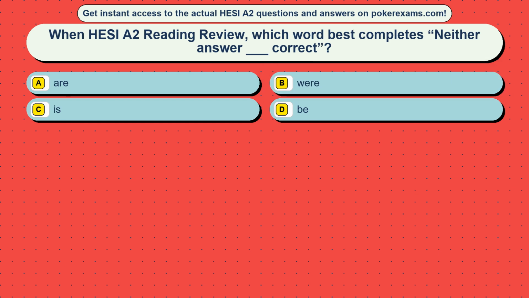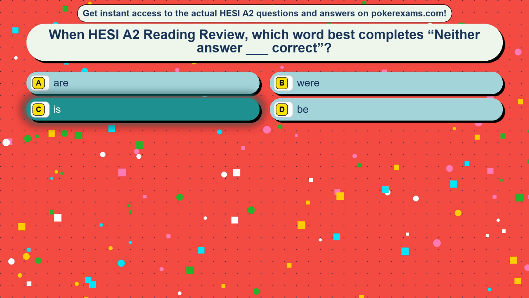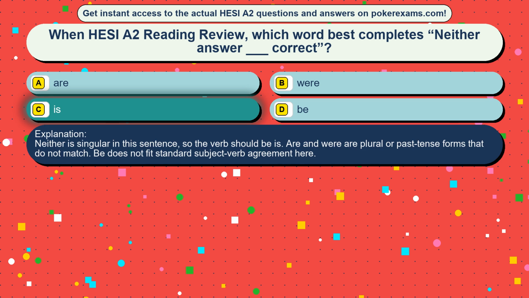Question 49. When HESI A2 reading review, which word best completes "neither answer blank correct"? Option A, are. Option B, were. Option C, is. Option D, be. The correct answer is option C, is. Neither is singular in this sentence, so the verb should be is. Are and were are plural or past tense forms that do not match. B does not fit standard subject-verb agreement here.